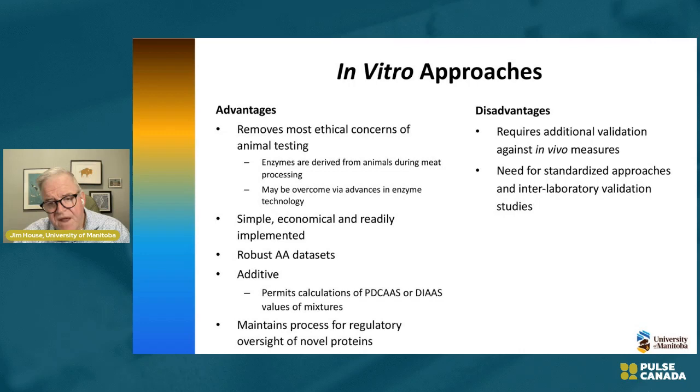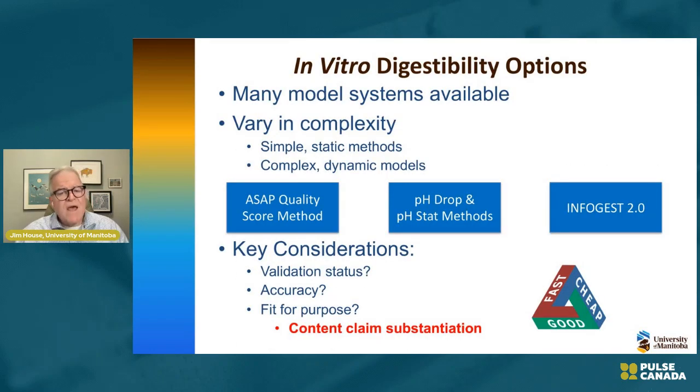But some of the key disadvantages is that it requires additional validation against in vivo measures, and that there's a need for standardized approaches and interlaboratory validation. And that's really going to be at the heart of this presentation. So for the purposes of today, there are many model systems available. They vary in complexity from simple static methods, which basically means that it's sort of like a one-pot assessment, where your sample and enzymes go into a single chamber. You allow the protein to be digested, and then you measure the end product of digestion. So that's a fairly simple, what's called a static method.